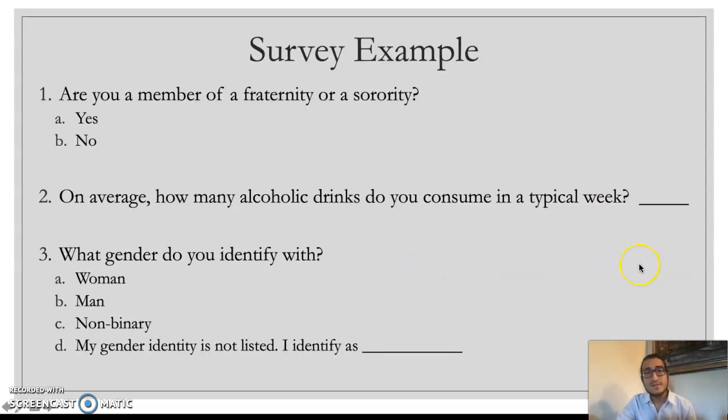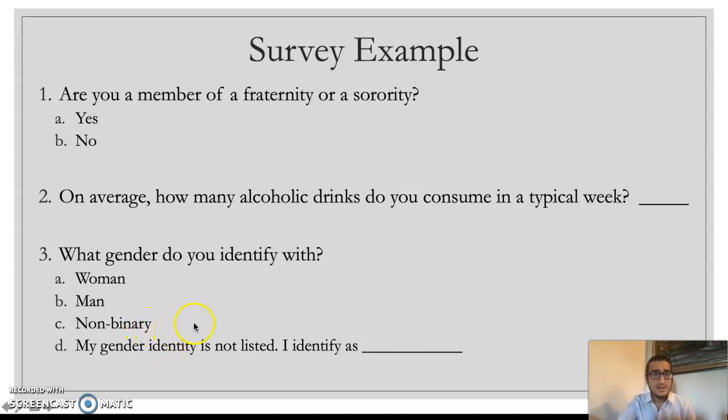For the survey example, let's say these are the survey questions we set out to ask. Are you a member of a fraternity or sorority, which would be a yes or no question. On average, how many alcoholic drinks do you consume in a typical week? We'll let people write in the number for that question. And then just to add another variable, let's also ask participants' gender. So what gender do you identify with? For this response, I included man, woman, and non-binary for individuals who choose to identify beyond the binary.